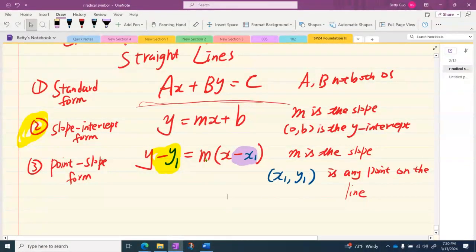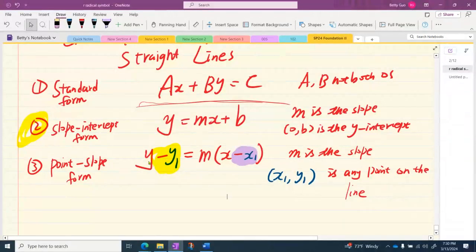And then m is right here in front of the parentheses on the right side. So y is on the left side, x is on the right side in the parentheses. This part is x plus number. What's the number? That number is the opposite of the x value of the given point.